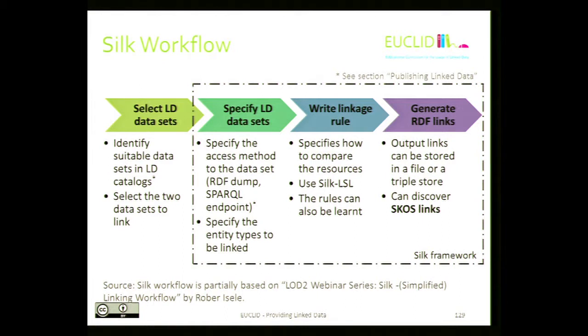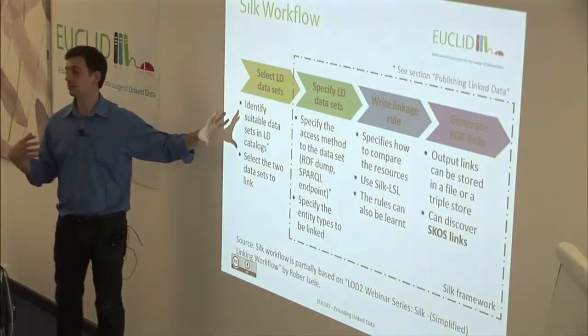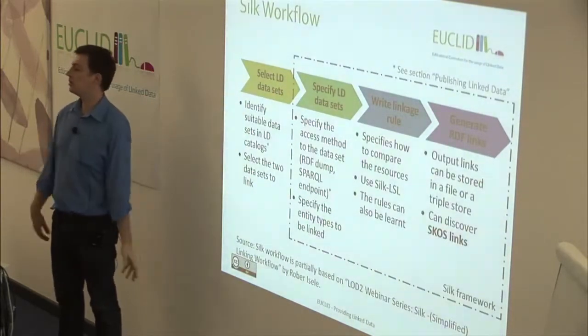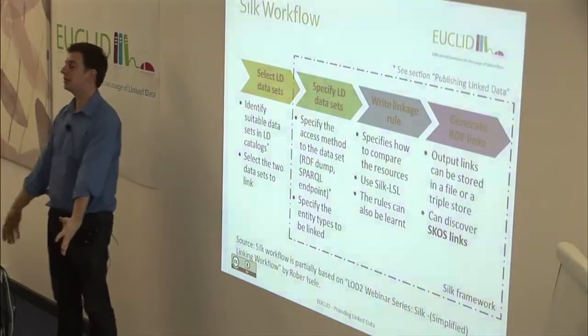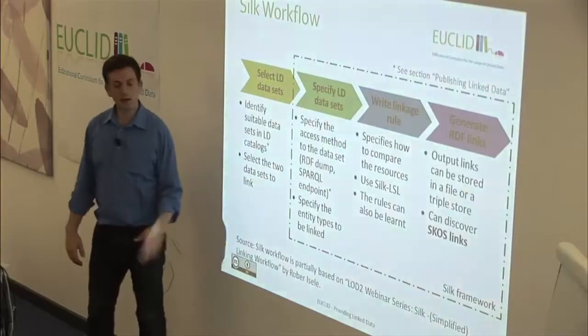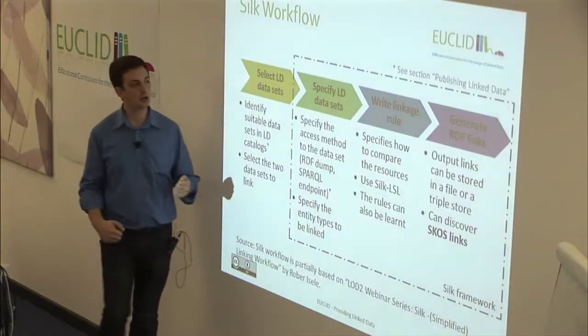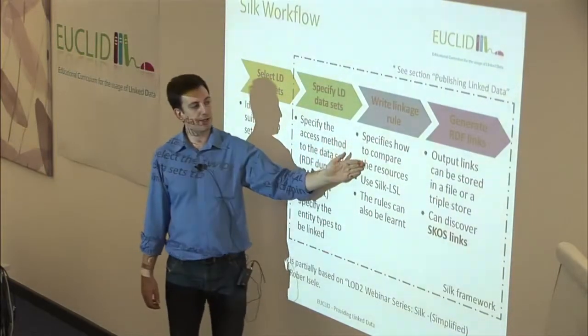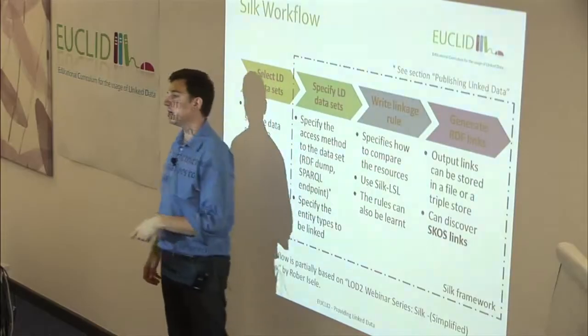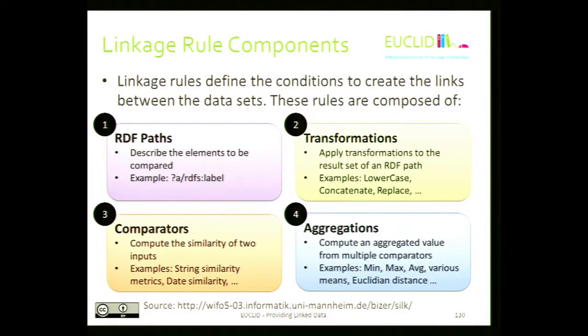The workflow is about first finding the data sets you're interested in. So for us, with MusicBrainz in hand, we identify that DBpedia is our target. Then we specify which parts of those data sets we're looking for interlinkage on. We write these rules in the specification language, and then we generate the links, which you can then publish as link sets together with your data set.